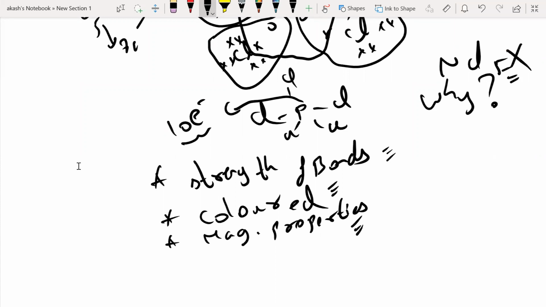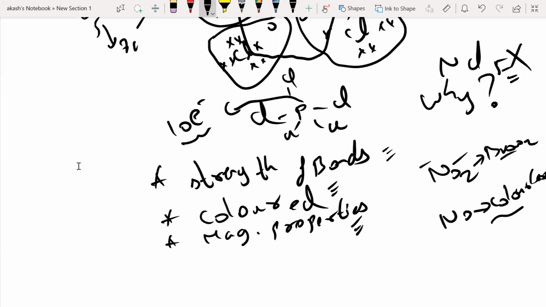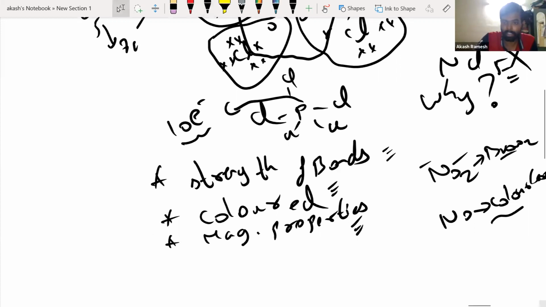Sir, what do you mean by certain compounds are colored? For example, NO2 is brown in color, whereas NO is colorless. You understand? Both are nitrogen oxygen species only, but one of them is colored and the other is colorless. Why? There was no explanation. This is what I'm trying to say. Okay, makes sense. So there were so many problems like this.